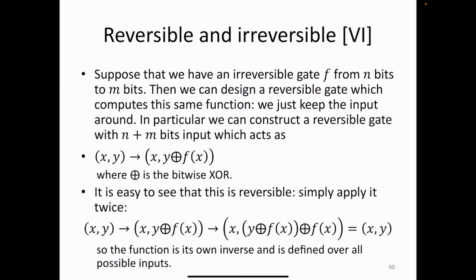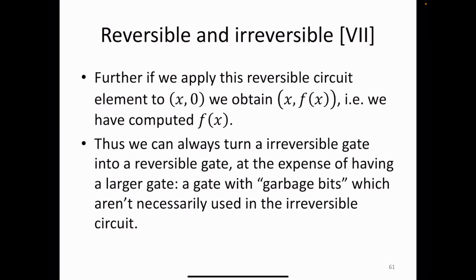In particular, we can construct a reversible gate with n plus m bits input which acts as follows. If we take x and y as our inputs here, then we leave x as is and apply f of x as an addition modulo 2 to y. This is what we looked at before with XOR, remember? This is addition modulo 2, and it's easy to see that it's reversible. Simply apply it twice, and you'll get back the same result. Further, if we apply this reversible circuit element to x, 0, we obtain x, f of x, which means we have computed f of x in the second register, in the zero state here.